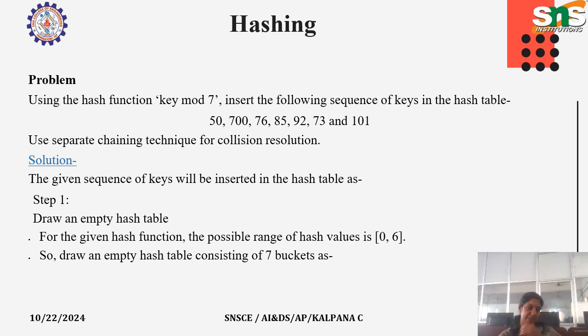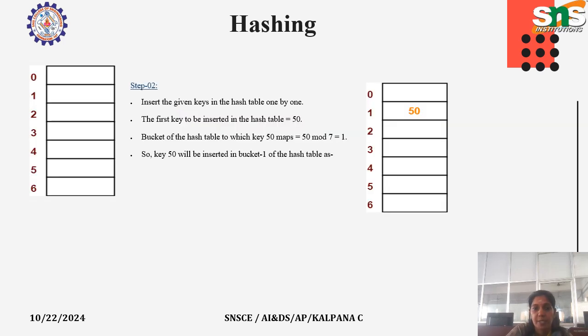Let's consider an example. Here we use the hash function key mod 7. Key is the data item, modulo 7, where 7 is my table size. These are the elements I am going to insert. My table size is 0 to 6.